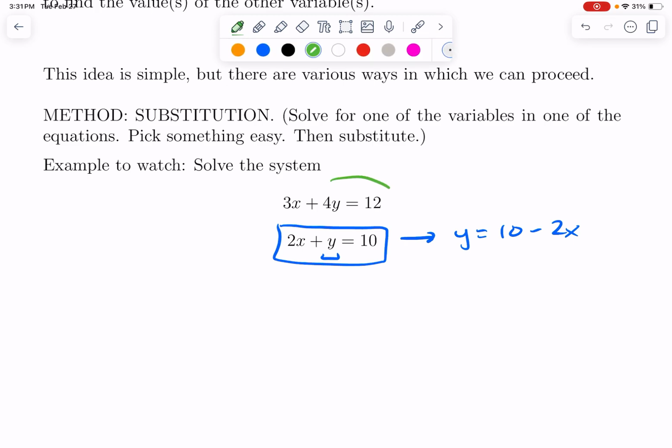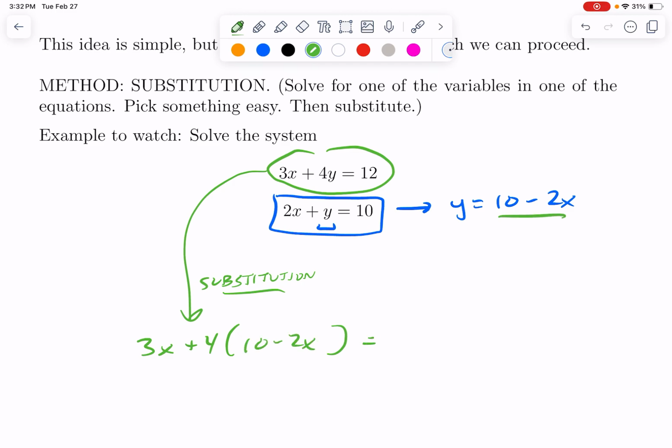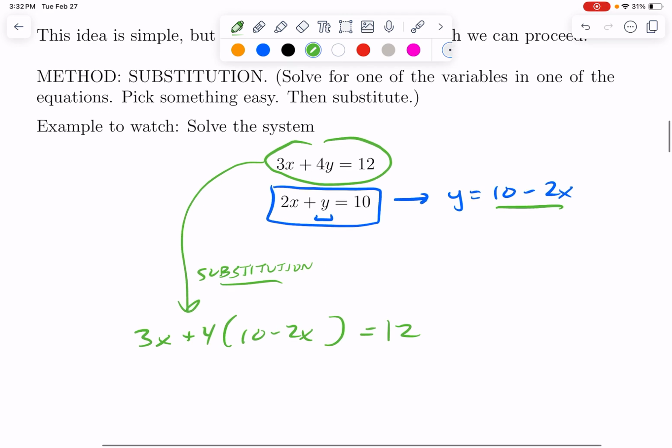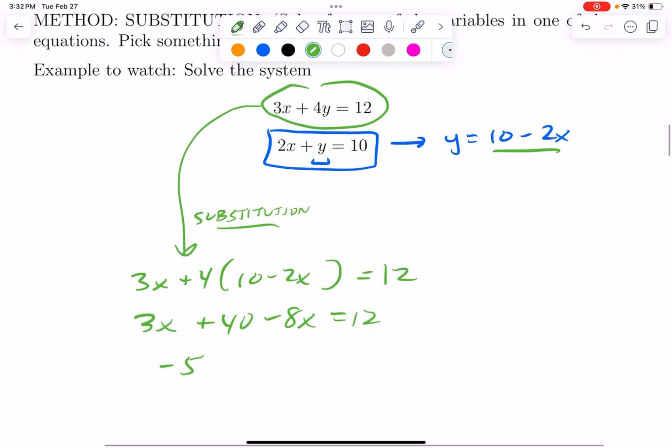So then I can look at the other equation and rewrite this with a substitution. I know that 3x plus 4y is equal to 12. So I can rewrite that, but I know from the other equation that y is the same as 10 minus 2x. So I'm rewriting that equation now just with x. So we can solve this hopefully fairly easily. I'll distribute that 4. So we have negative 5x equals negative 28, and x is 28 over 5.